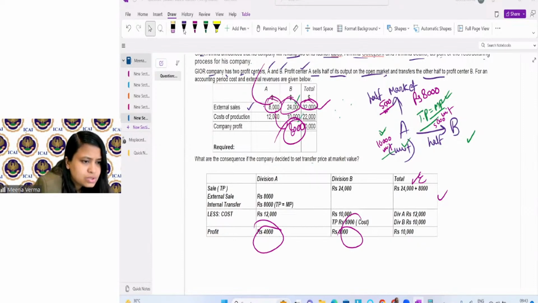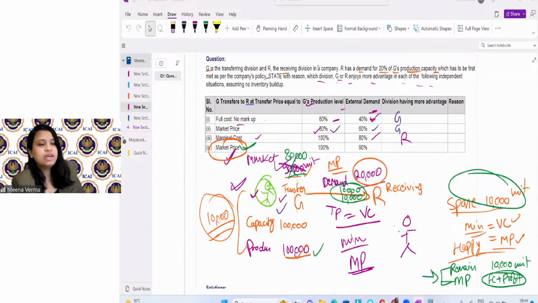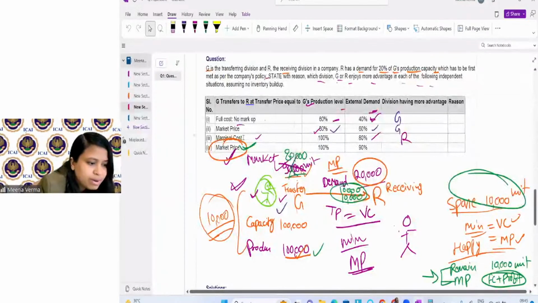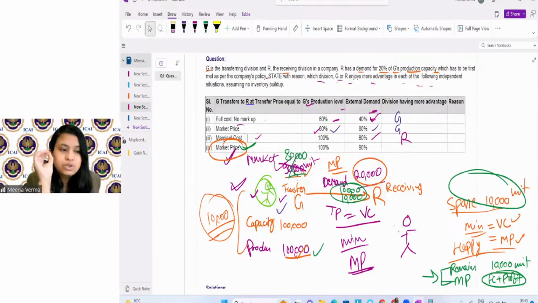Okay, so it was a doubt related to the third one, right? What was your doubt? Give me 1 minute. Third case, Department G will have excess capacity. Transfer will be at marginal cost. Yes, dear, that I understand. But if the transfer will be at marginal cost, they are recovering their minimum expectation. So they are not earning more than their minimum expectation.